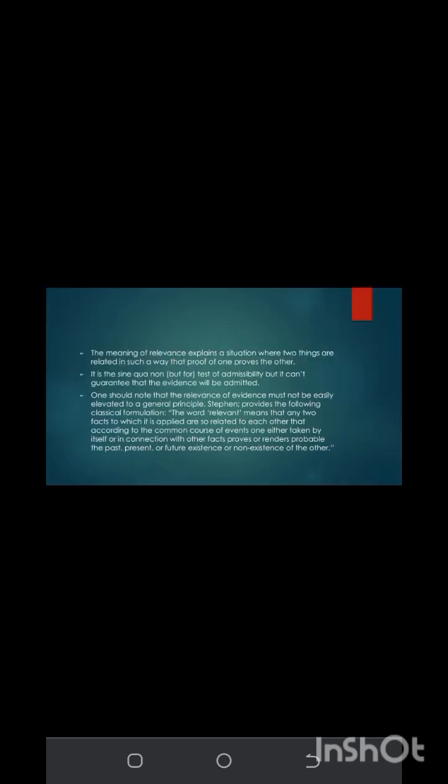The meaning of relevance explains a situation where two things are related in such a way that proof of one proves the other. It is the sine qua non, or basic test, of admissibility, but it can't guarantee that evidence will be admitted. One should know that the relevance of evidence must not be easily elevated to a general principle. Stephen provides the following formulation.